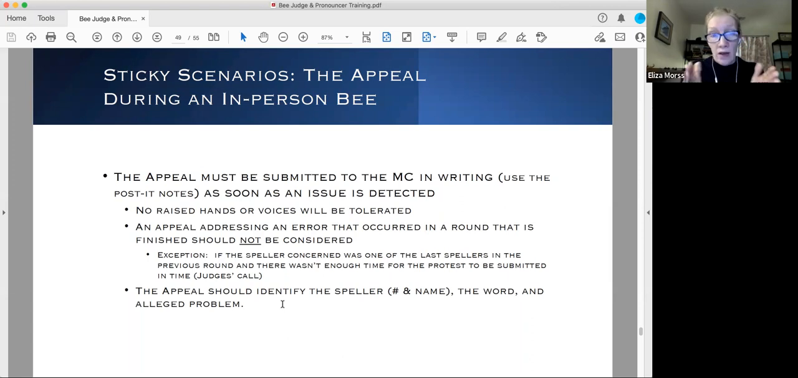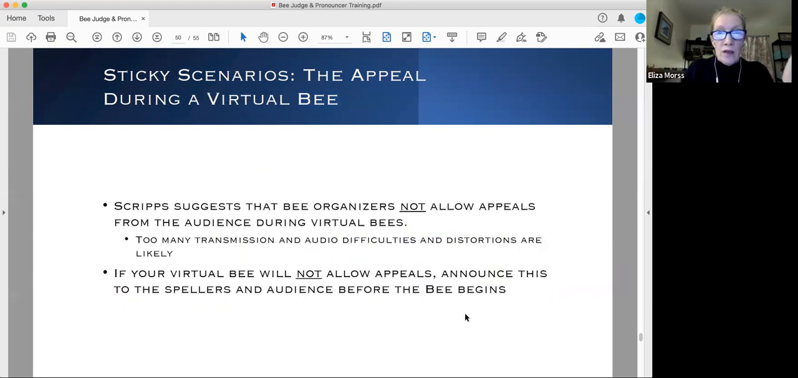There usually is a few moments break, I'd say probably like 30 seconds to a minute between when one round ends and everyone gets reorganized for the second round. Maybe the kids are having a stretch. There's plenty of time to submit an appeal if you are concerned about it. So an appeal that's submitted in a round afterwards, no, but submit it during the break or during the same round. It has to identify the speller, the number and the name, or at least the number if the name isn't known, the word, and the problem. So this is what you do.